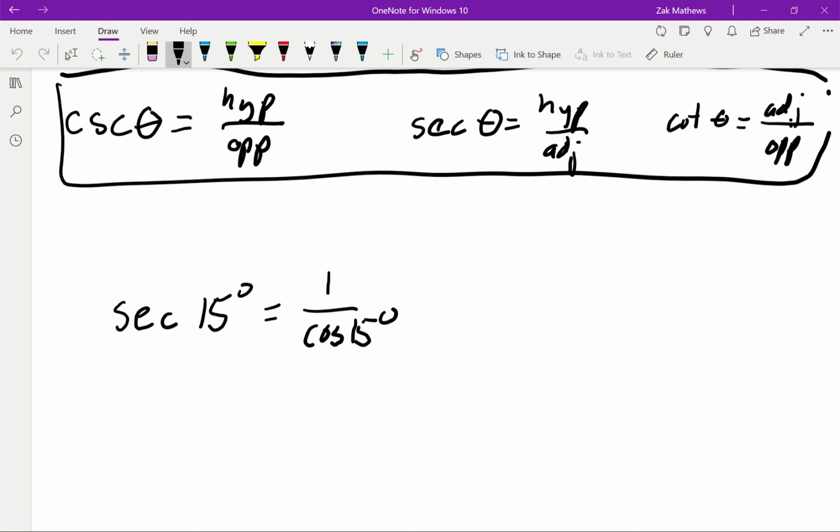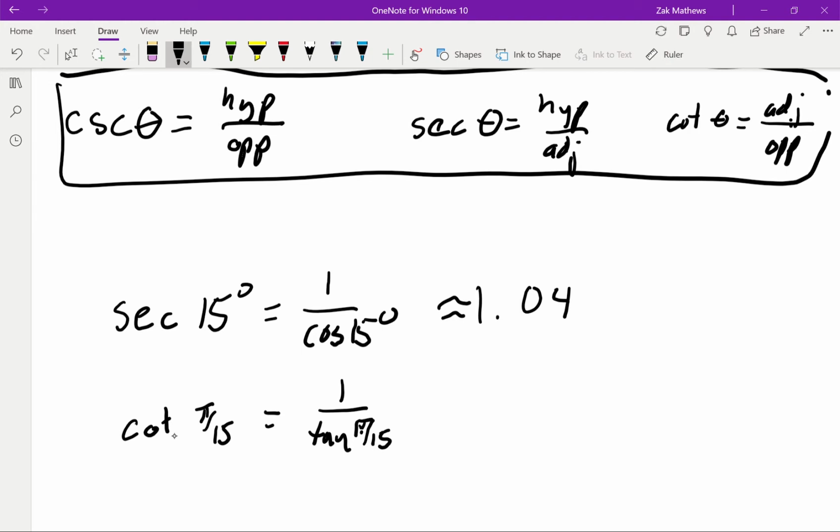In this case, we're in the degree mode, and so secant of 15 degrees, or 1 over cosine of 15 degrees, would be equal to approximately 1.04. And I should switch this to an approximation sign because we are approximating when we put in the calculator. If we take cotangent of, let's say, pi over 15, well, now we need to make sure that our calculator is in radian mode. When we type this in, we're going to be typing it in as 1 over tangent pi over 15. So pi up front there.